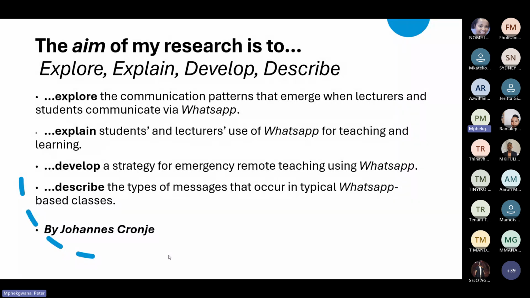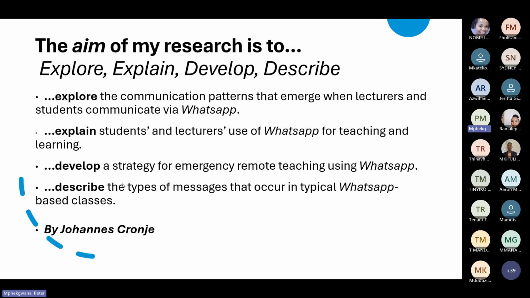Once you know that, it also channels how you should structure your literature review. If I'm developing and someone is describing, our literature review will be totally different. Under describing, my literature review should be more about what kind of messages, the rules, and so on. Developing a strategy is more about what is already there and what the gaps are. Maybe something was developed for the platform we are using now, is it Teams or something like that.